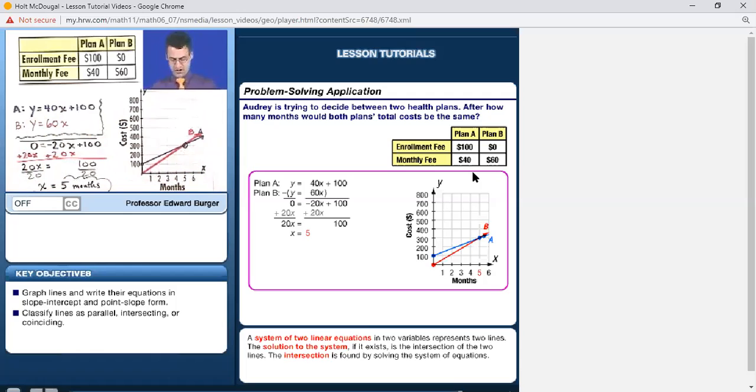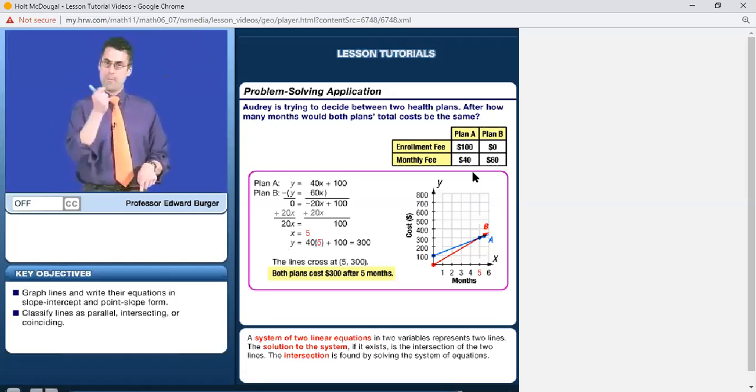But the graph actually tells us more, because not only do we see that 5 months is the break-even point, but I also see how much I would be spending for 5 months. I can read over and see 300. This also shows me a lot of other things. If I'm only going to enroll in the program for a few months, what's the better deal? The answer is B, because the line B is below the line A, so I save money. But after the break-even point, all of a sudden B becomes more expensive, and I was better off with A.